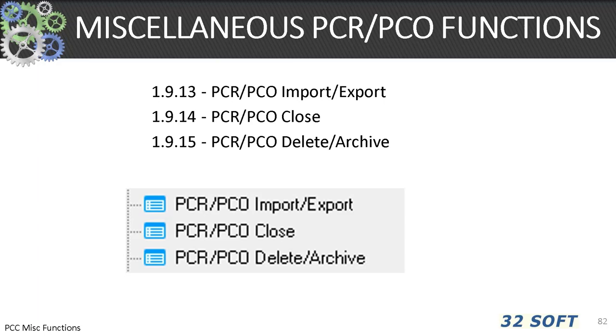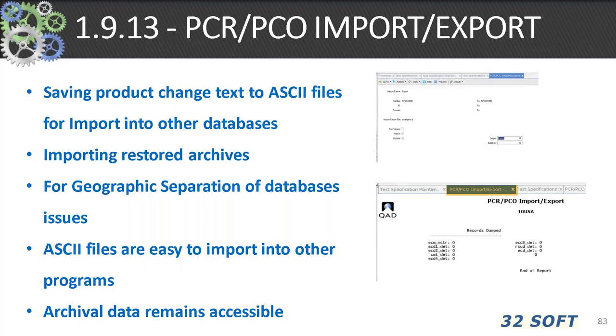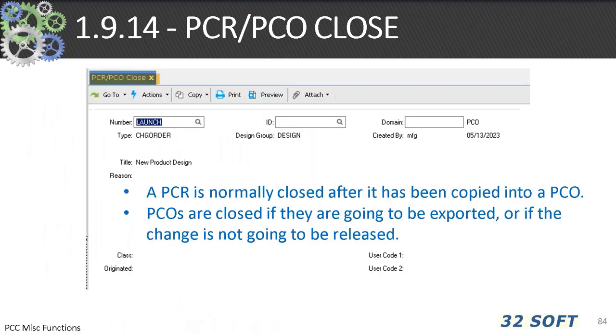The 1.9 product change menu function provides three important activities for the product change control process: 1.9.13, import-export; 1.9.14, PCR close; and 1.9.15, delete and archive. The 1.9.13 saves product changes to a text ASCII file for import into other databases, or for restoring activities, or for geographical separation issues. ASCII formats are easy to import into other programs and archival data remains accessible.